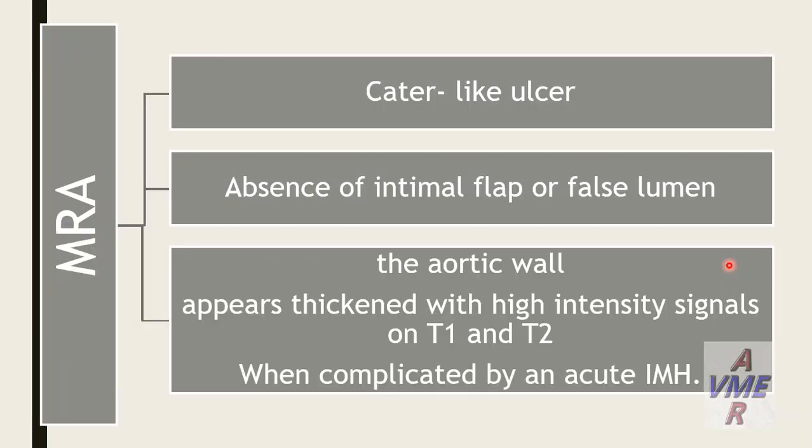MRA detection of a penetrating aortic ulcer shows the same findings as the CT angiography: catheter-like ulcer, absence of the intimal flap or false lumen, and the aortic wall appears thickened with high intensity signals on T1 and T2 when complicated by acute intramural hematoma.